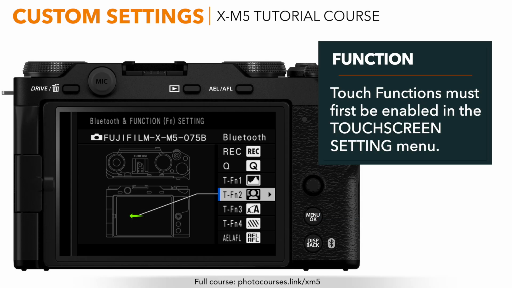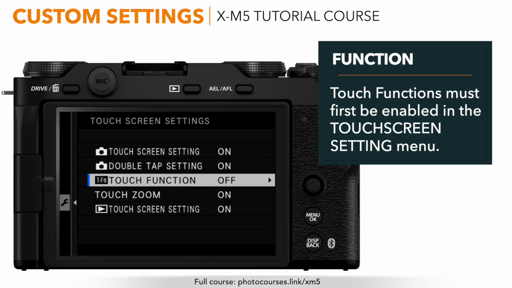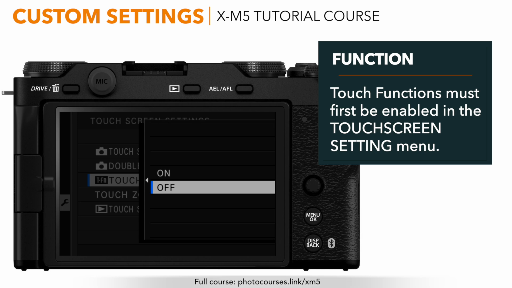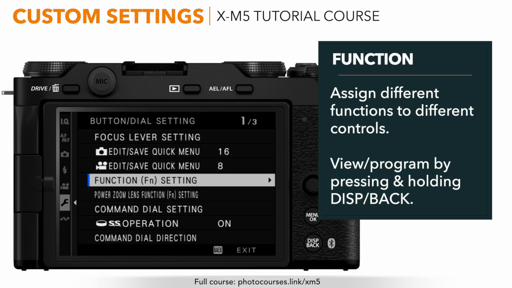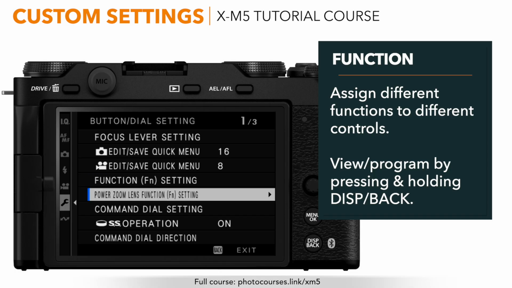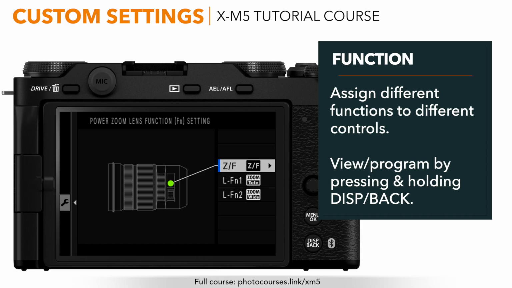Remember that if you do want to use the touchscreen gestures, those need to be enabled in the touchscreen setting menu in the button dial setting menu. If you're using a power zoom lens, don't forget you can also customize those controls in the next submenu.